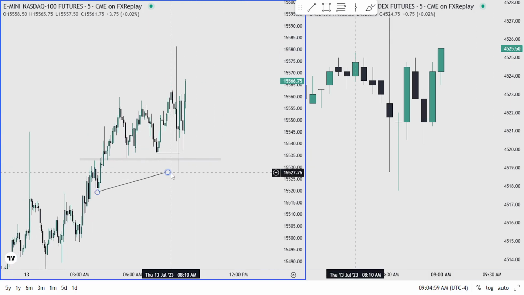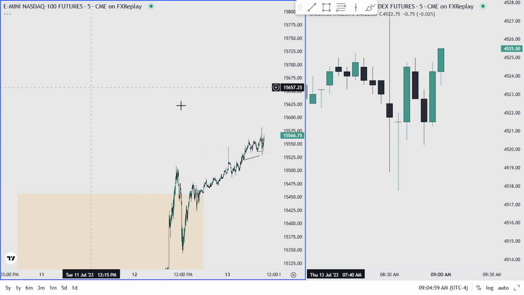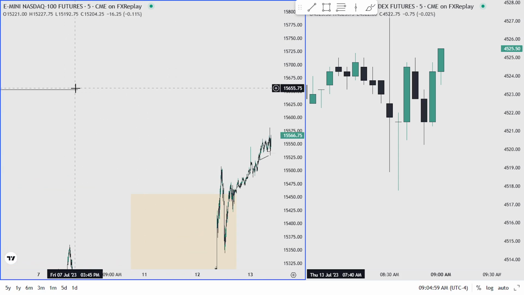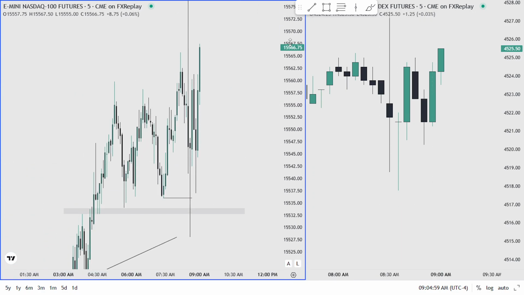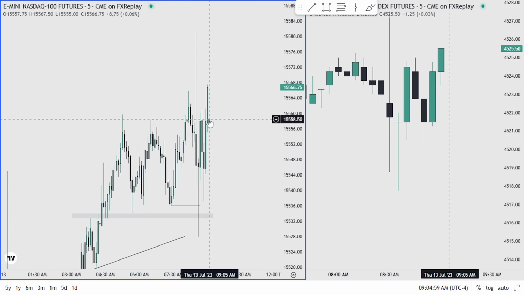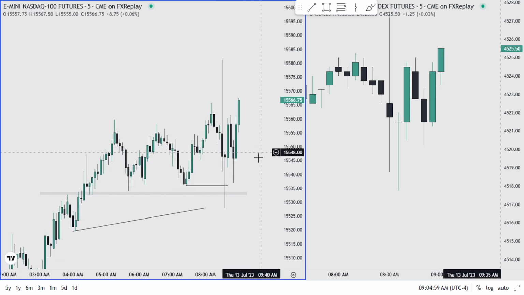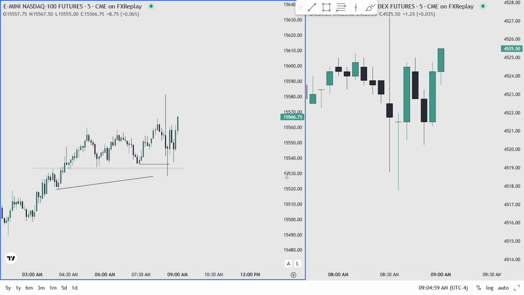Let's see. Until that draw on liquidity, guys, the draw on liquidity. Yeah, this. Bro, why is it running from me? Okay, so well, I should be longing this here, but I wanna see the 9:30 candle.